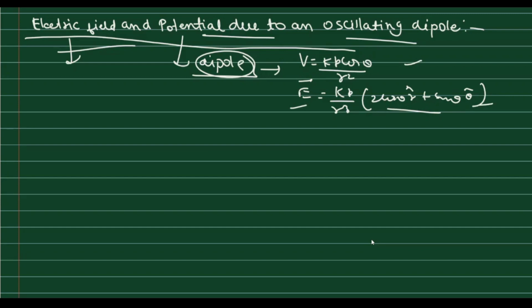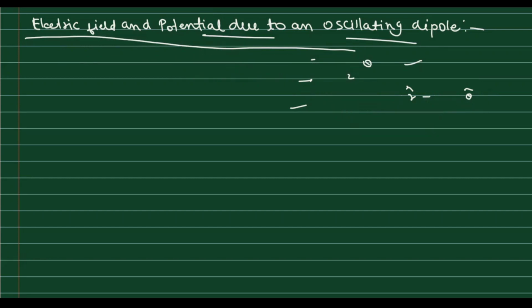But now here we will calculate the electric field and potential due to an oscillating dipole. So you should understand first what is the oscillating dipole here. So the term oscillating dipole. So let's understand this term.